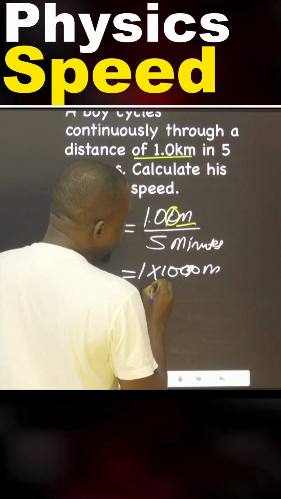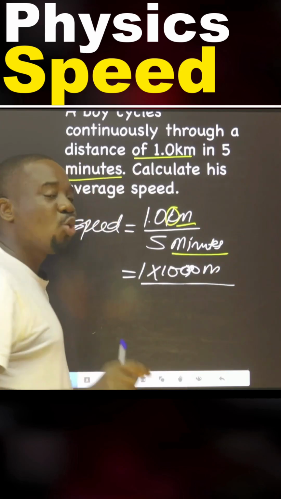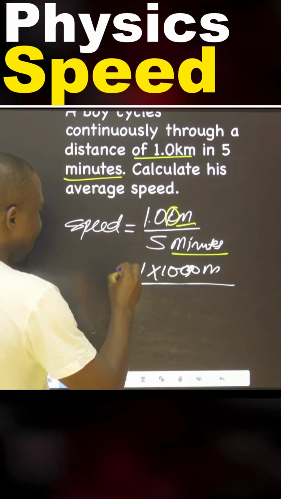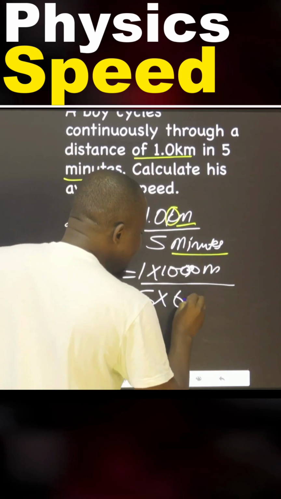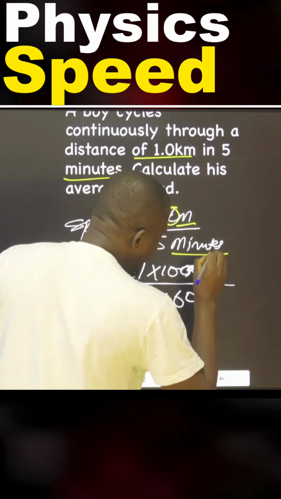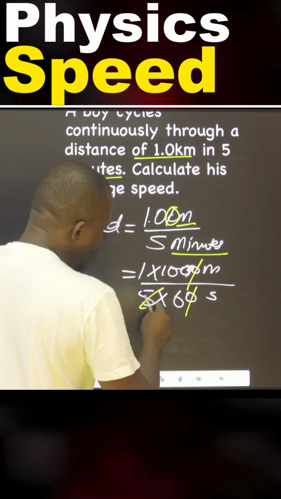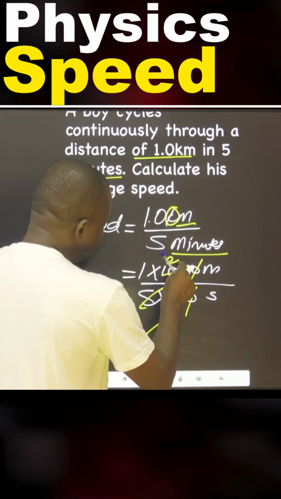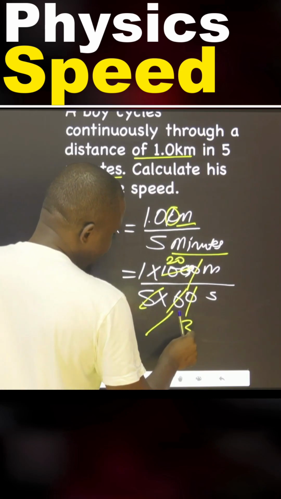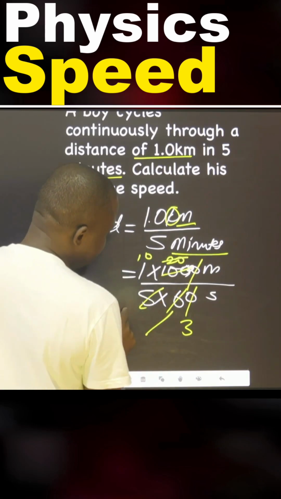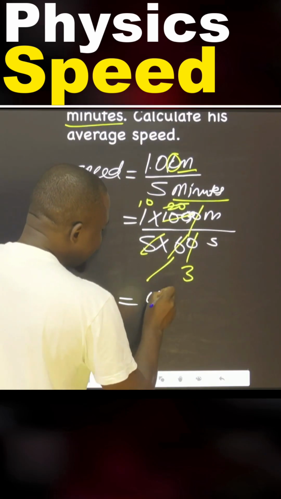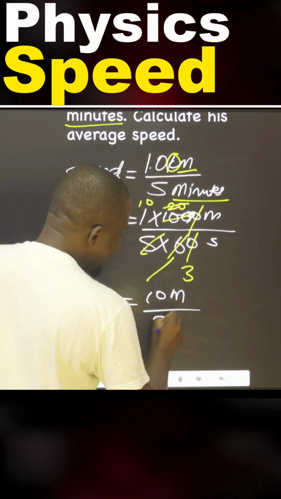Then we put the m. We convert this to seconds. That is 5 multiplied by 60. Then we cannot put seconds here now. Now we can cancel. This we cancel this. 5 here 1, 5 here 20. Okay? 2 here 3, 2 here 10. It means now we have 10 meter and 3 seconds.